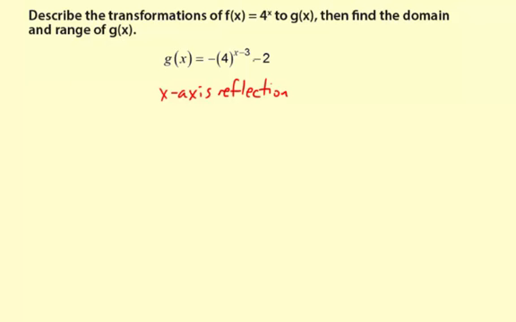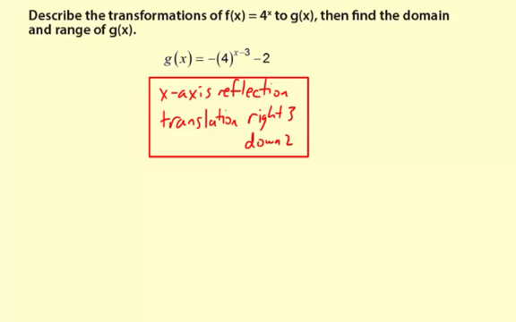Okay, and these other two, they're translations. The x minus 3, that negative 3 with the x means translation right 3. And another translation of down 2 because of this minus 2 out here by itself. Okay, so these are our transformations. Now to find the domain and range of g of x.